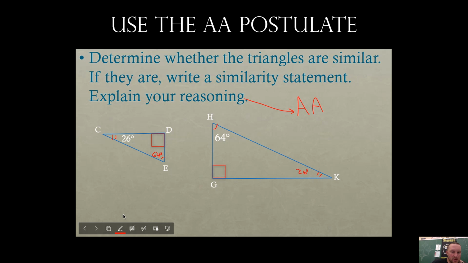Similarity statement would be triangle CDE is similar to triangle. What goes with angle C? Angle K does. What does angle D go with? Angle G. What does angle E go with? Angle H. That's your similarity statement. These triangles are similar by angle-angle.